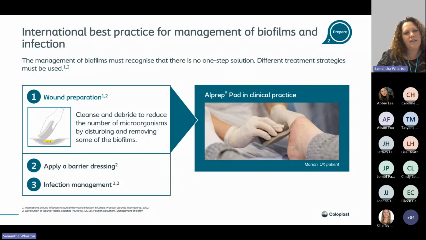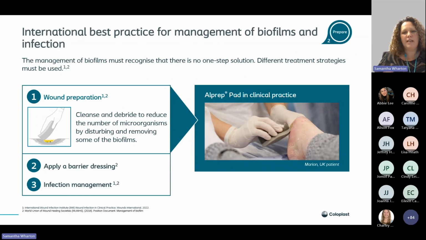So like I say, this is the international best practice for the management of biofilms and infection. And it's really that three-step approach again. So that first part of this best practice is that wound preparation. So it's to cleanse and debride to reduce the number of microorganisms by disturbing and removing some of that biofilm that's sitting in there. And if you look on the right-hand side, you can see that's the All Prep pad that we have within Coloplast portfolio.